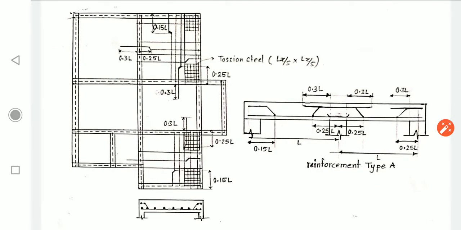In the previous lecture we have learned how to give reinforcement detailing to the different types of slab. In that I covered one-way slab and two-way slab. In the two-way slab we have seen there will be torsion reinforcement at the corners, then main reinforcement in both of the directions, in the longer as well as in the shorter direction.